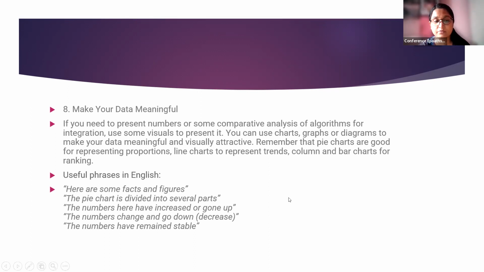So you can make phrases like, here are some facts and figures. The pie chart is divided into several parts. The numbers here have increased or gone up. Numbers change and go down. Numbers have remained stable. This is the way you can tell your audience.